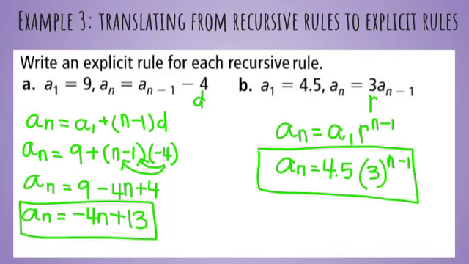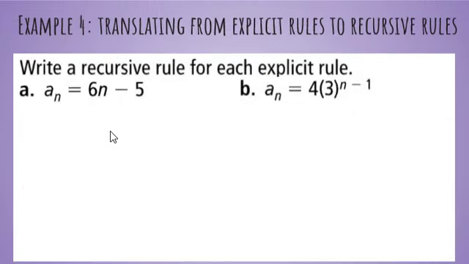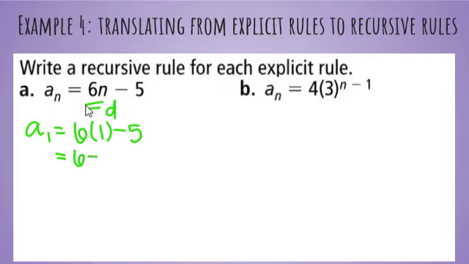is the explicit rule for this recursive rule. So example 4 is kind of the opposite of what we were doing in example 3. Now we're going to go from explicit to recursive. In our explicit rule, for our first one, we have a sub n equals 6n minus 5. So this number right here in front of n is your D. So we already have our common difference. We need to calculate our first term. So we're going to plug in 1 for n so we can calculate the first term of the sequence. So 6 times 1 is 6. 6 minus 5 is 1. So our first term is 1.